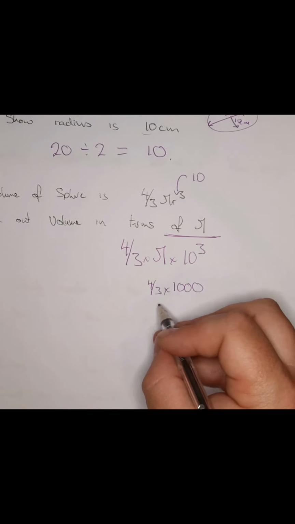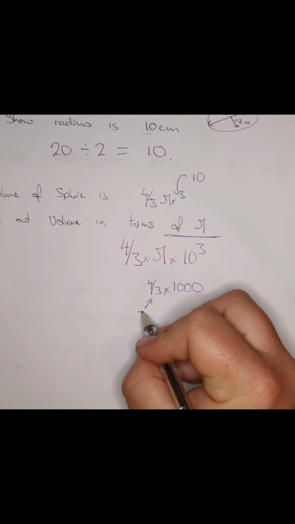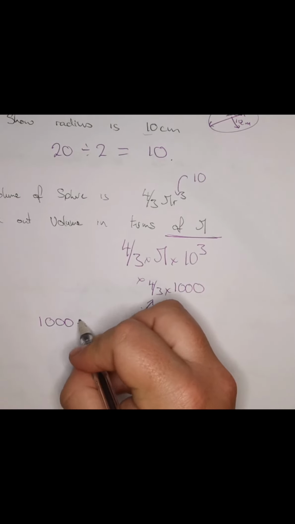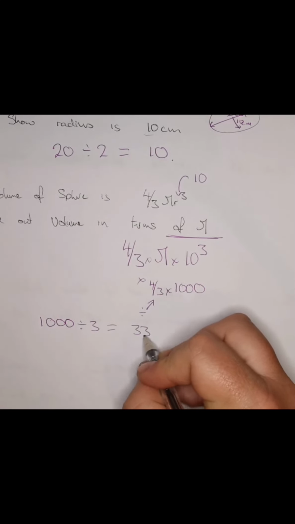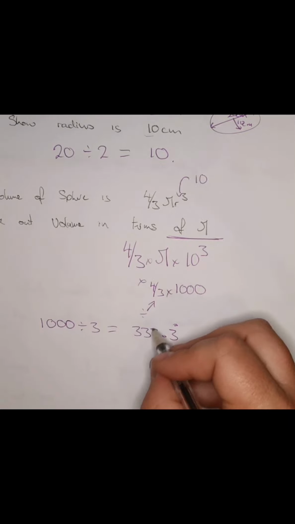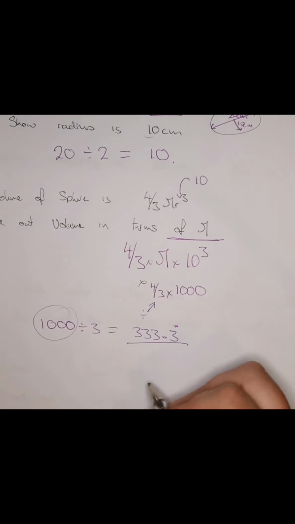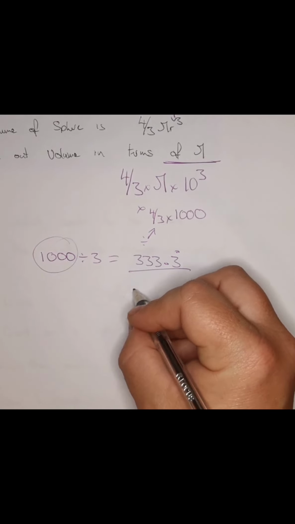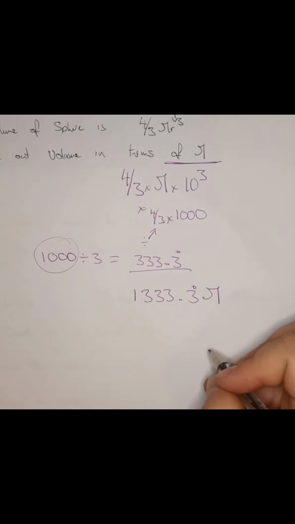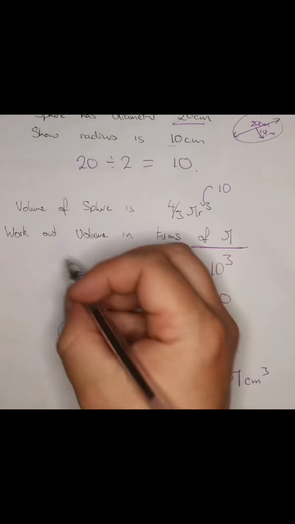It's not very nice numbers for a non-calculator paper, I have to say. If I'm finding a fraction of an amount, I'm going to divide by the bottom and times by the top. So 1,000 divided by 3 is 333.3 recurring. So I've got 4 lots of that, or 3 lots of that is 1,000. So just put another one of that on. So I would have my answer as 1,333.3 recurring pi centimetres cubed, if that wasn't written on the line, because I am doing a volume.